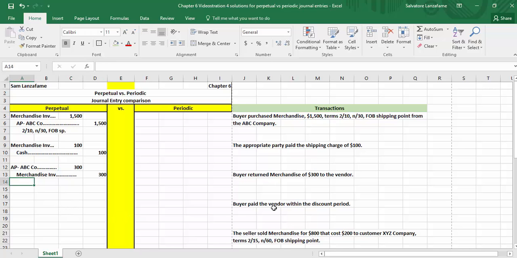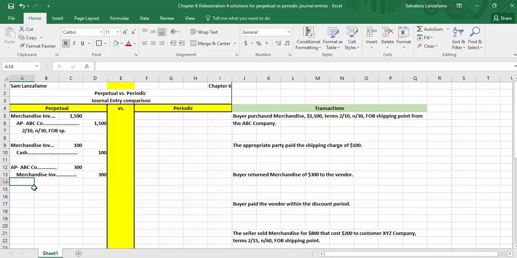The next transaction, the buyer paid the vendor within the discount period. So I've left out dates because I'm being very specific. In other words, this is within the 10 days. Remember what 2/10 net 30 means? It means that we have 30 days to pay. But if we pay within 10 days, we get a 2% discount. So that 2 represents how much of a discount you're eligible for, and the 10 means if you pay in 10 days. You've got a maximum of 30 days to come up with the money, but if you come up with it within 10, you get 2% knocked off of what you owe.